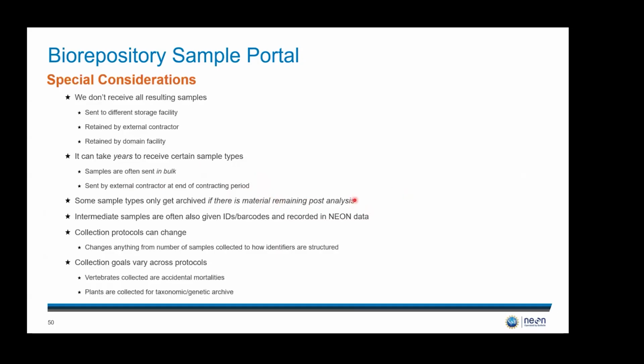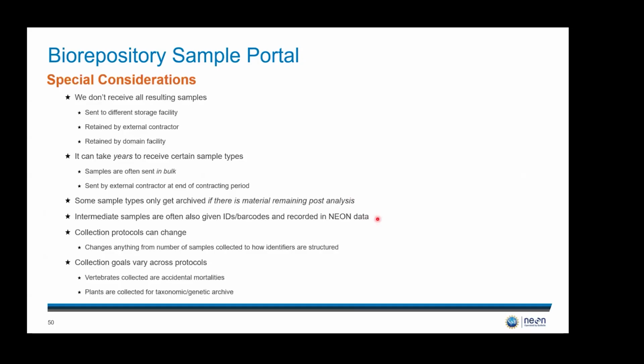Third, some sample types only get archived if there's material remaining after analysis is done. So for example, the root cores. People go out and they will core roots out of the earth. They'll oven dry them, grind them up, sort them into different sizes, and then they'll do various analyses on them. But we only get samples if there's material left after that analysis. So sometimes you can expect there to be a sample that doesn't actually exist because it has all been used up in whatever analysis.